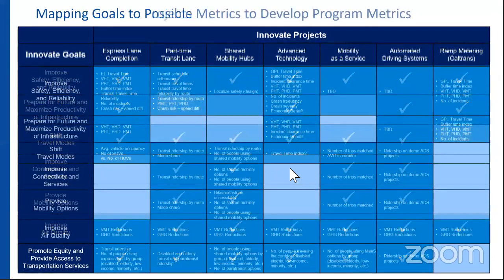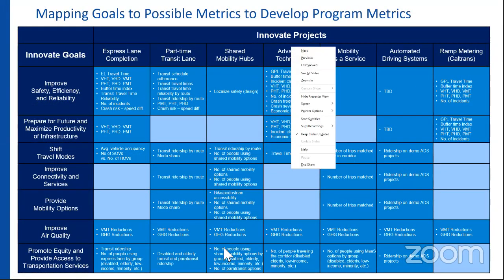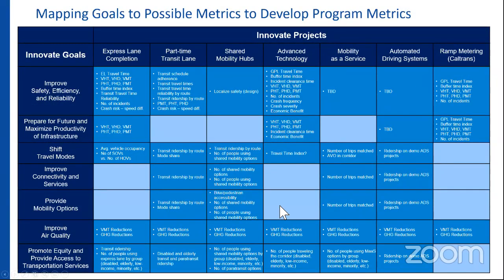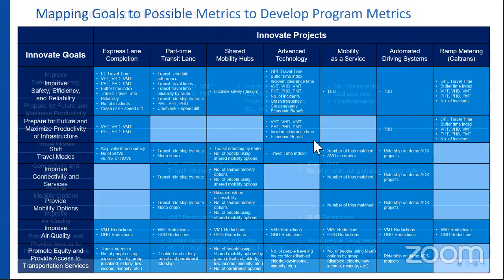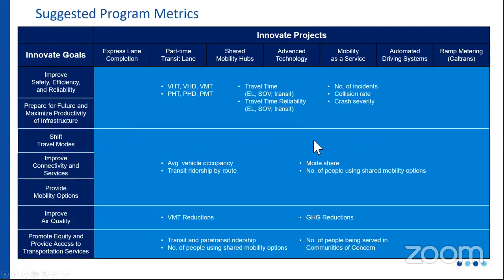This then helped us to narrow down to a range of measures that would facilitate assessing those particular goals for the specific projects. And then that allowed us to further refine this extensive list of measures into a more refined list of measures that will represent the program level metrics that we'll be assessing at the end of the Innovate 680 program to determine exactly how effective we've been.